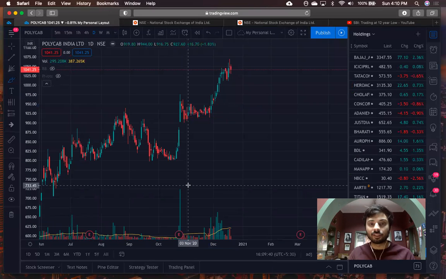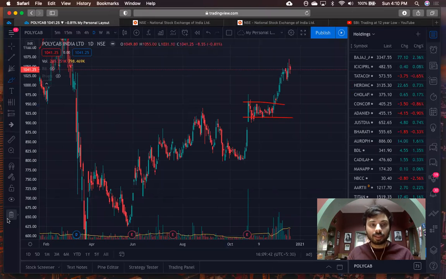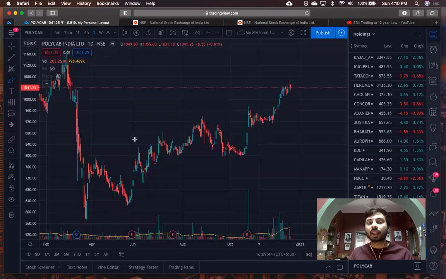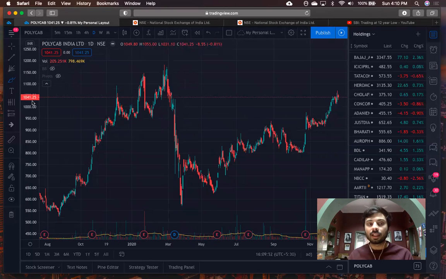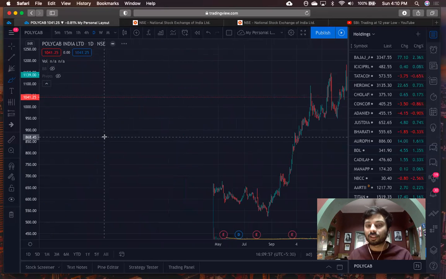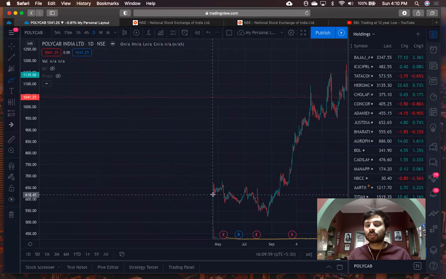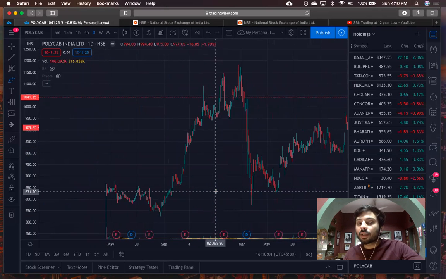Forget these levels I've drawn. It's my old charting. But in Polycab, when I was analyzing the charts, there was this level of 950. Have a look at this level. The stock has not been in the markets for a long time. It's just listed, I think, 1-2 years back. It doesn't have too much data. But yes, in May 2019, it got listed. But see what happened at these levels.